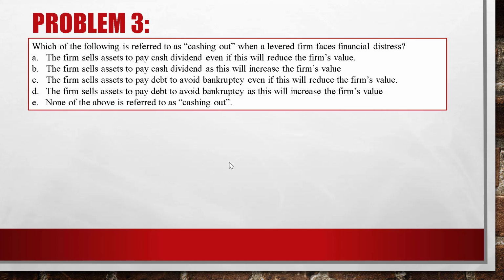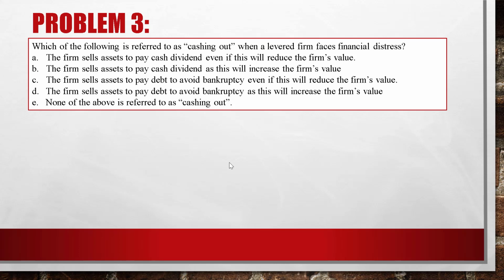Problem 3. Which of the following is referred as cashing out when a levered firm faces financial distress? A. The firm sells assets to pay cash dividend, even if this will reduce the firm's value. B. The firm sells assets to pay cash dividend, as this will increase the firm's value.